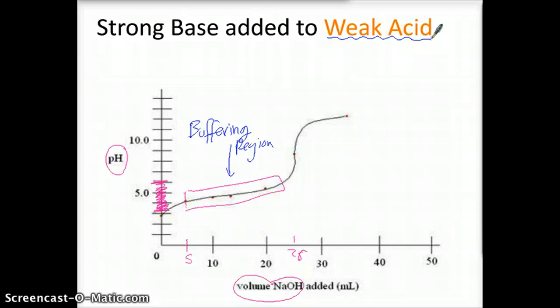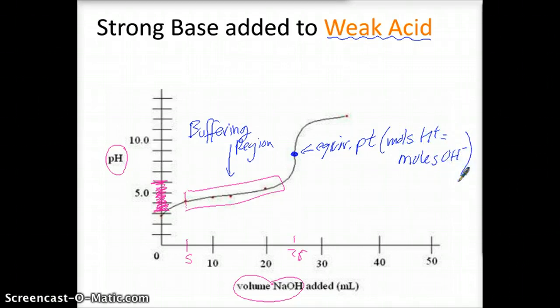We still have this special point here. That's still our equivalence point, where moles of H plus equal moles of OH minus. But there's a new term that we need to know for this point, which I'm going to label in green.